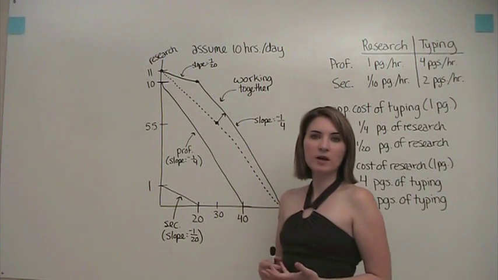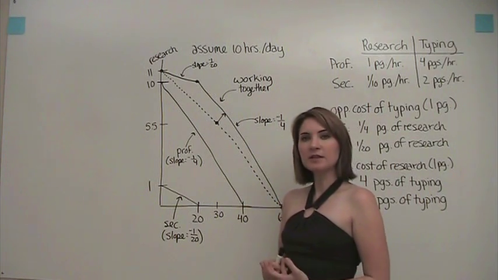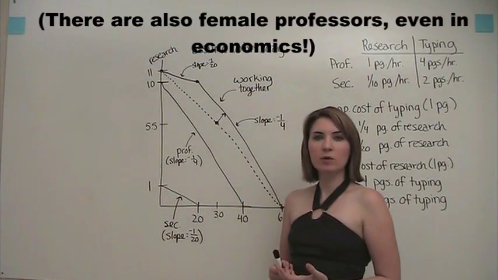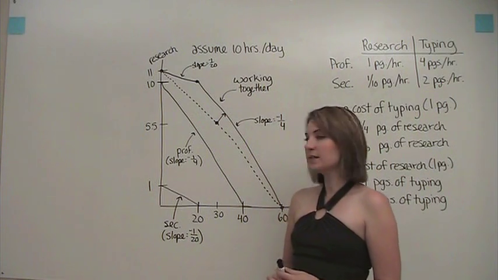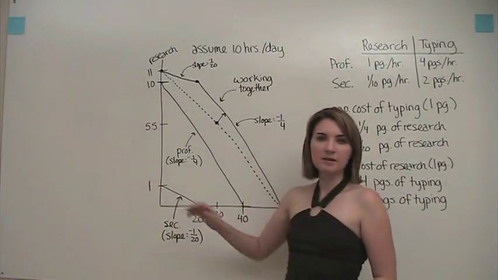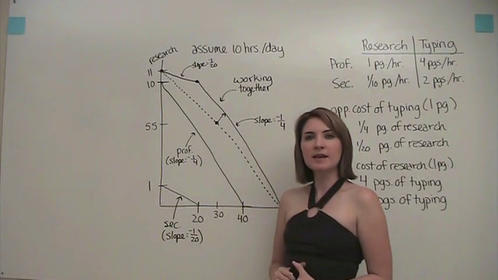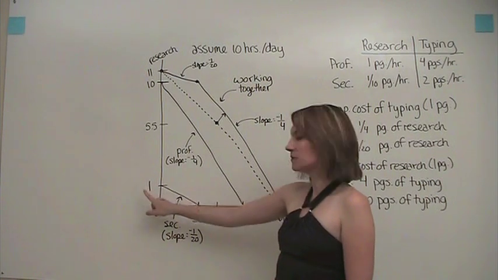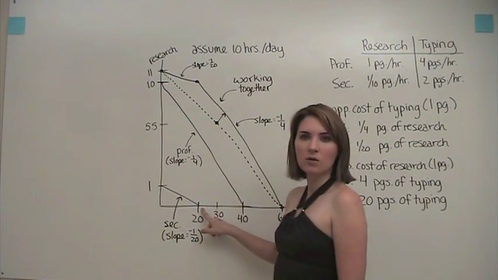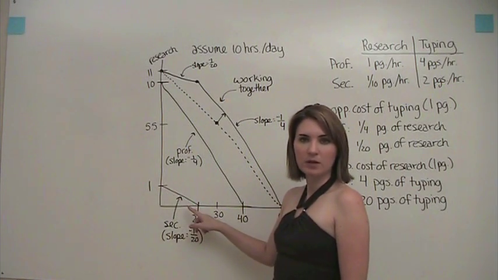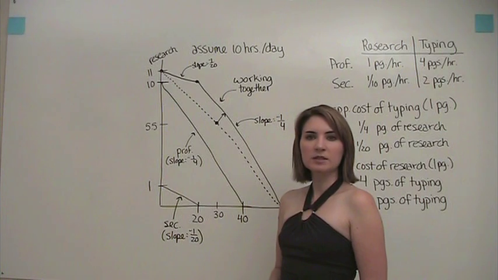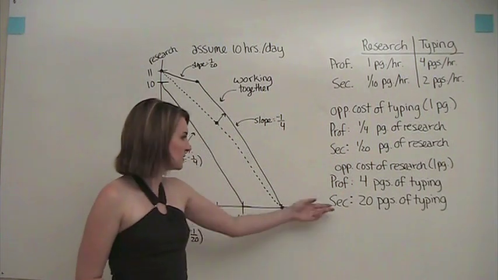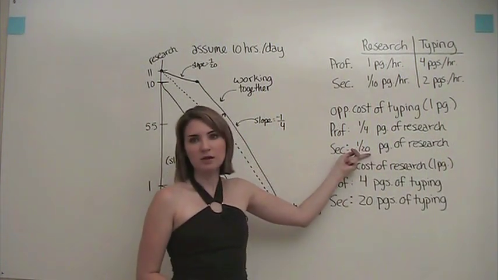So here we have a production possibilities frontier for the secretary by him or herself, the professor by him or herself, and then for the two of them working together. We can see here that given the secretary's trade-offs, and also assuming that we have 10 hours a day available, the secretary can choose to either produce 1 page of research, 20 pages of typing, or some combination of those two things. You'll notice that the slope of the production possibilities frontier for the secretary is -1/20, which just represents the opportunity cost of typing in terms of research.